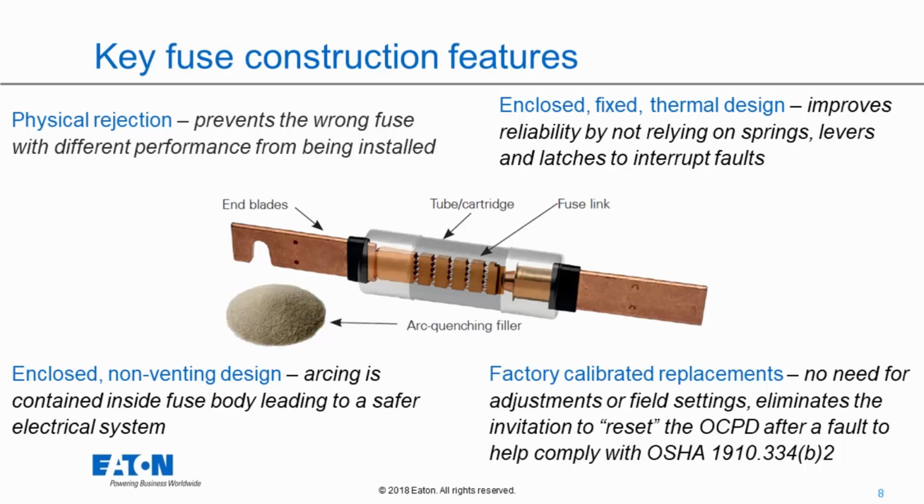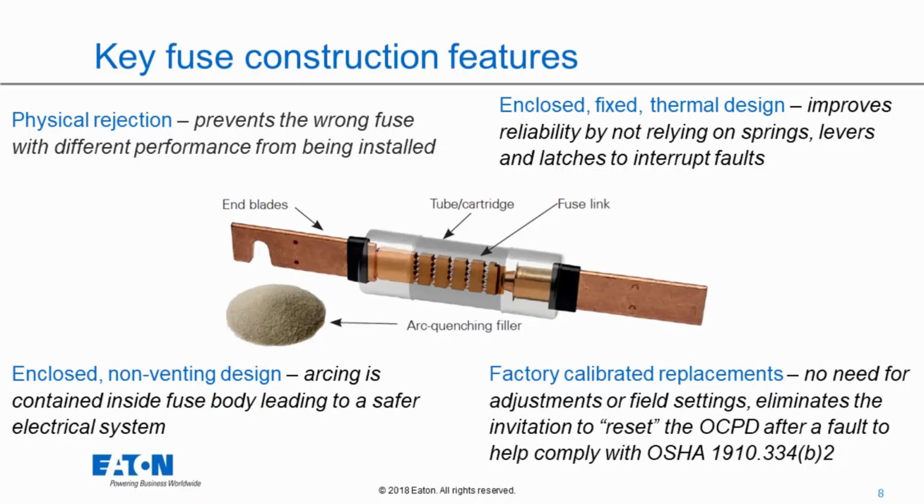So we do have end blades on here that will then obviously make contact with your fuse block or your switch, whatever you're mounting this inside of. So when we look at what's also included in there, we have a physical rejection. The nice thing with a fuse is it's very difficult to put the wrong fuse in the wrong application. We'll go through that as the day goes, as this presentation goes on.